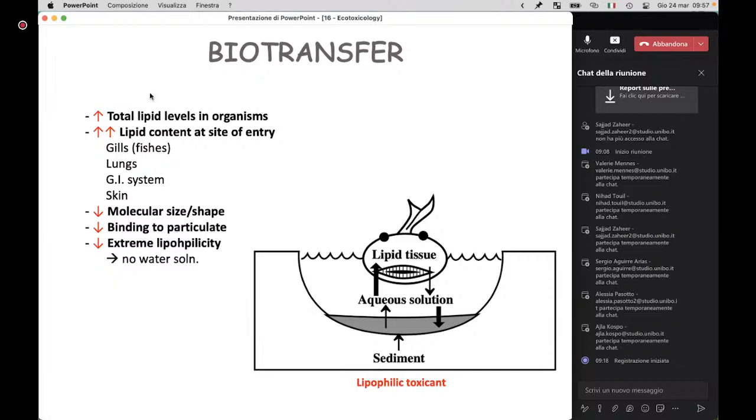One exception to the high lipid, high absorption rule is extreme lipophilicity, since extreme lipophilicity means that you have no water solubility, and so the compounds are not transported, for example, in water towards fishes, but also during digestion. If something is completely not water soluble, it cannot go into the water, which is the main way to be absorbed by the intestine. So in this case, extreme lipophilicity means lower toxicity.